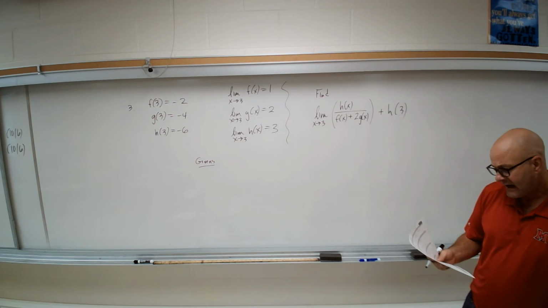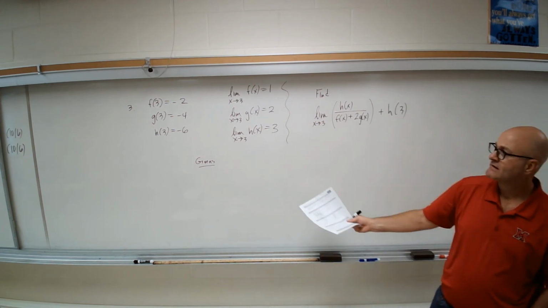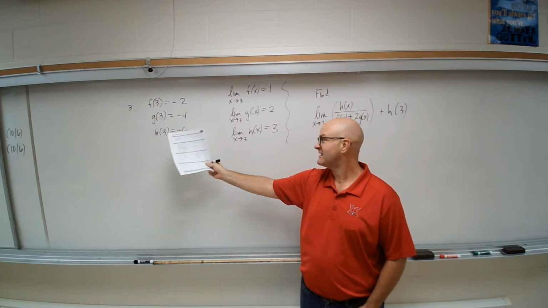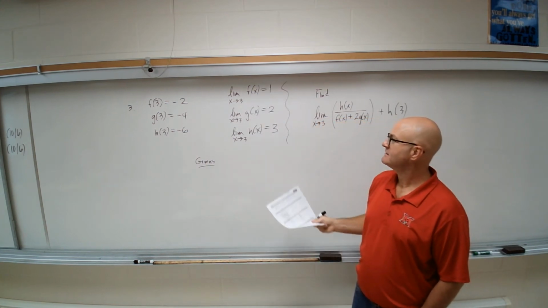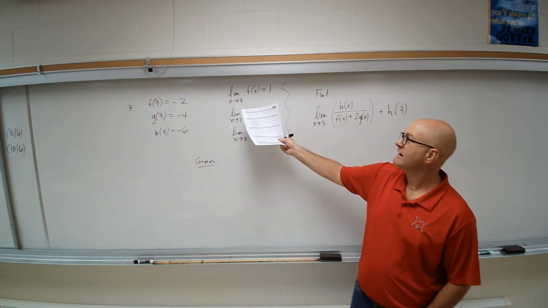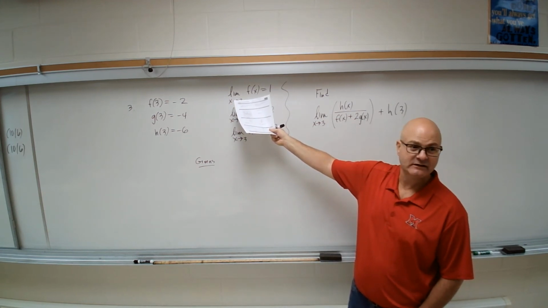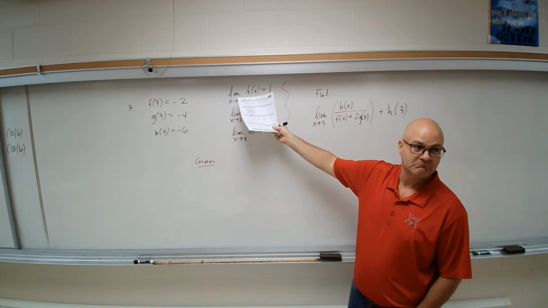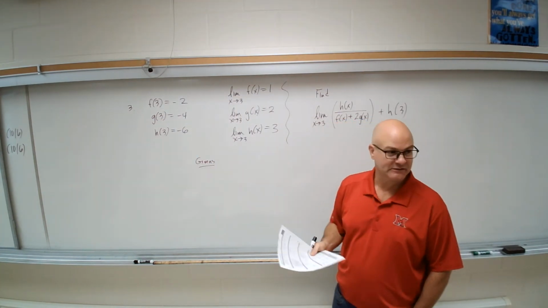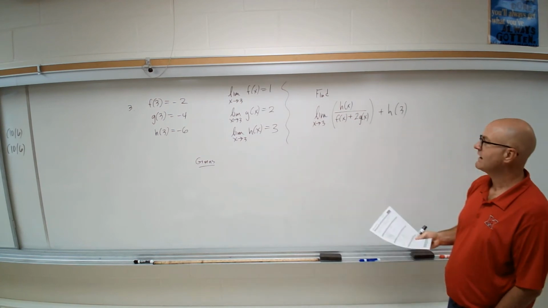Okay, so for 3a, we're given all this information here, right? These are actual values of functions. These are actually limits. So, is it continuous at 3? Is f of x continuous at 3? No, the limit's different than the value. Right? None of them are continuous at 3. Just kind of interesting to look at.